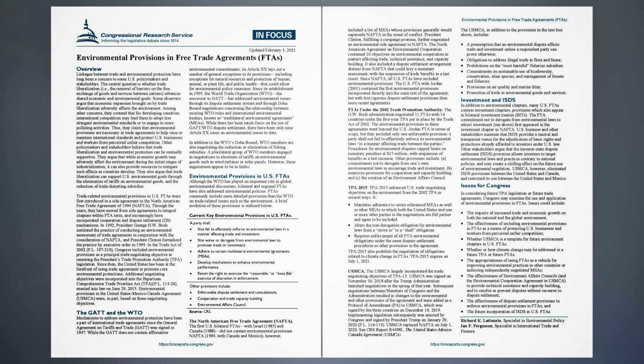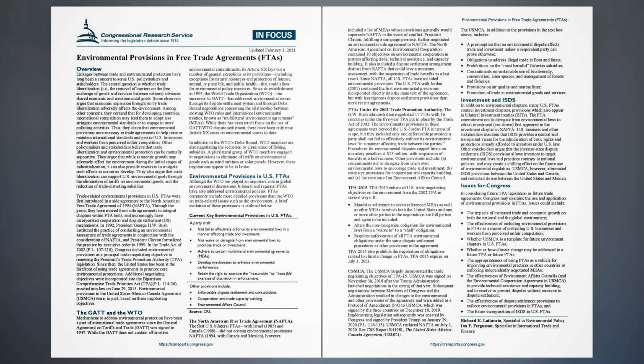Current key environmental provisions in U.S. FTAs. A party shall not fail to effectively enforce its environmental laws in a manner affecting trade and investment. Not waive or derogate from environmental laws to promote trade or investment. Adhere to certain multilateral environmental agreements, MEAs. Develop mechanisms to enhance environmental performance. Retain the right to exercise the reasonable, or bona fide, exercise of discretion in enforcement. Other provisions include enforceable dispute settlement and consultations, cooperation and trade capacity building, Environmental Affairs Council.